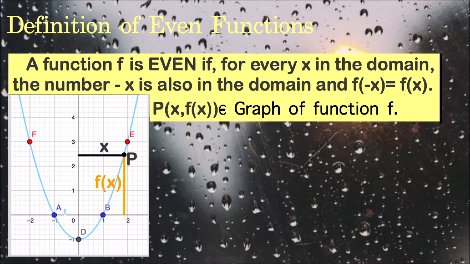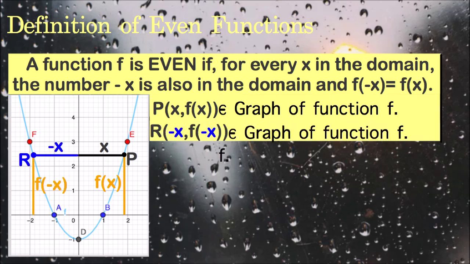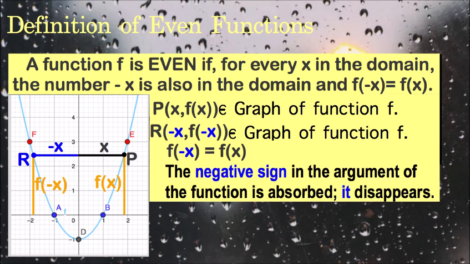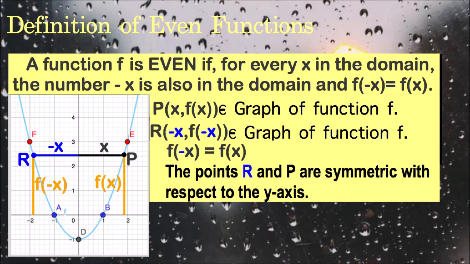P x, f of x belongs to the graph of function f. R negative x, f of negative x also belongs to the graph of function f. F of negative x equals f of x. The negative sign in the argument of the function is absorbed. It disappears. The points R and P are symmetric with respect to the y-axis.